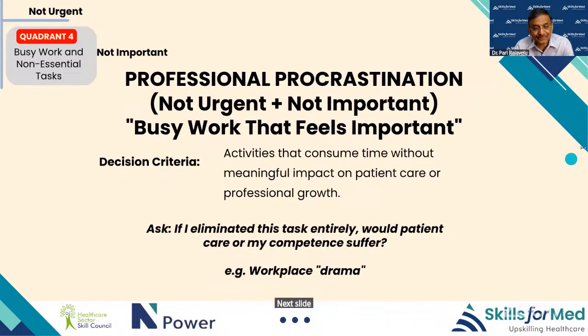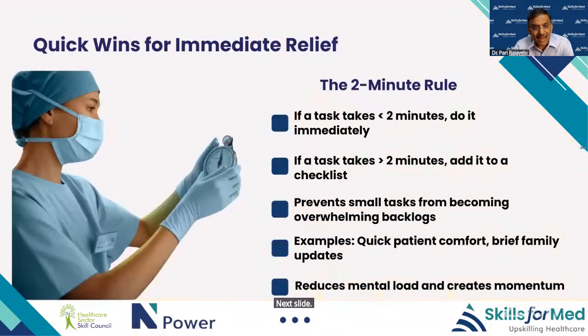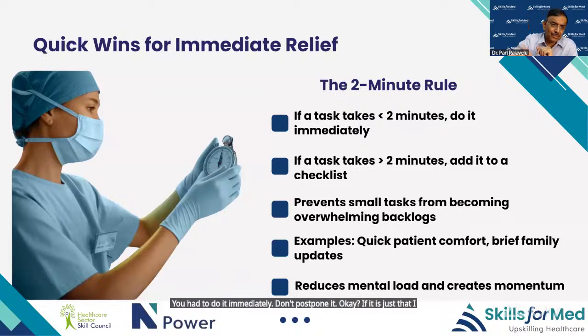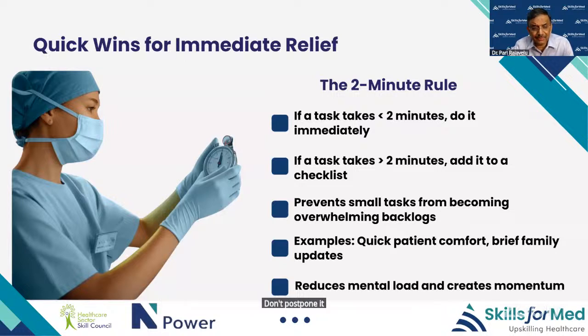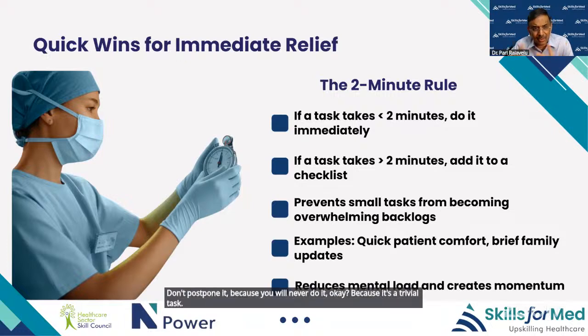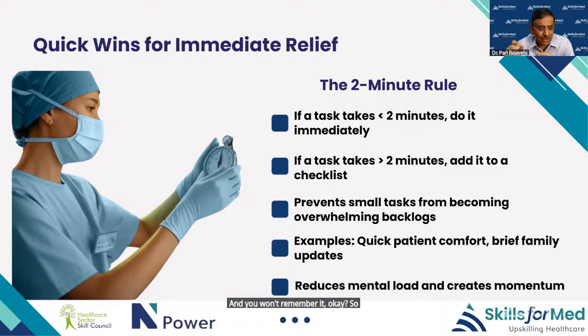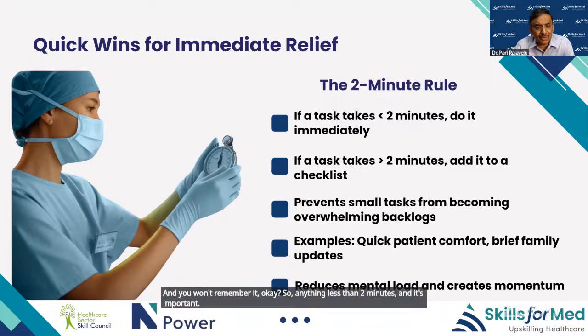Next slide. I also wanted to mention this 2-minute rule. Any task which would only take less than 2 minutes, you have to do it immediately. Don't postpone it. If it is just that I have to put my signature on that particular case sheet, or write the date and time and sign it, it's going to take less than 2 minutes. Don't postpone it, because you will never do it. It's a trivial task and you won't remember it. So anything less than 2 minutes and important, do it immediately.